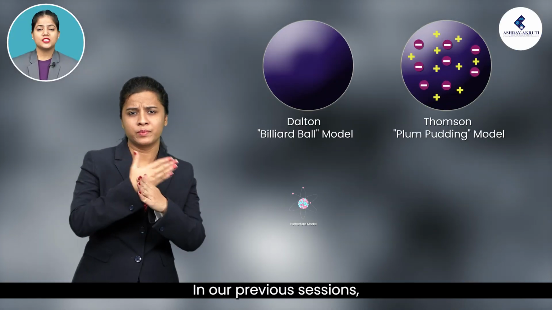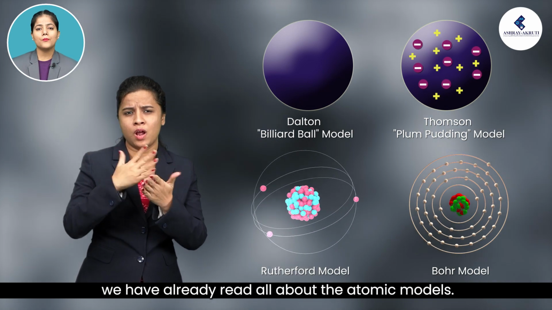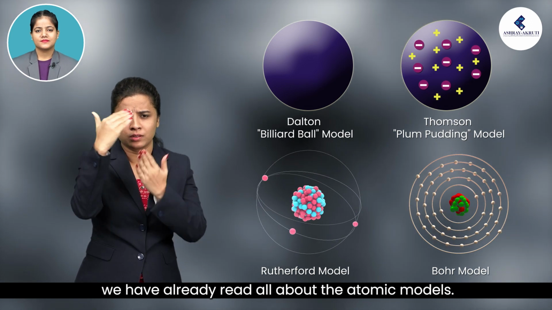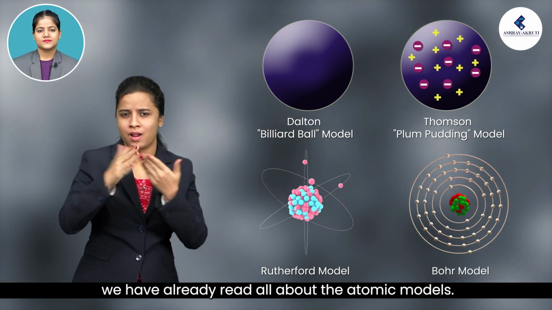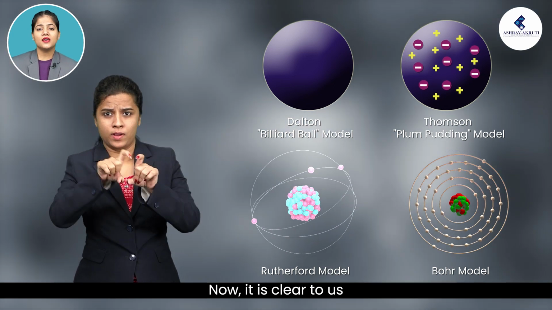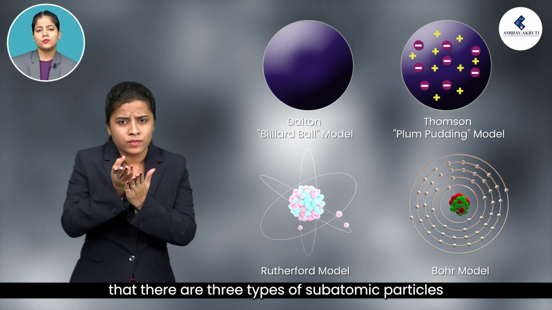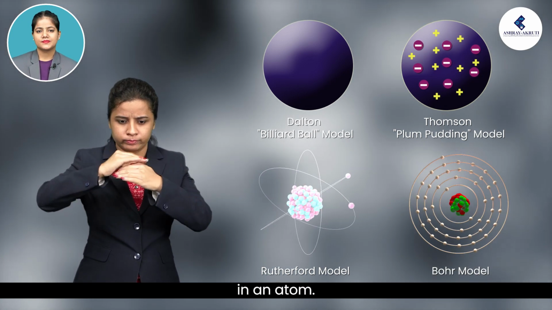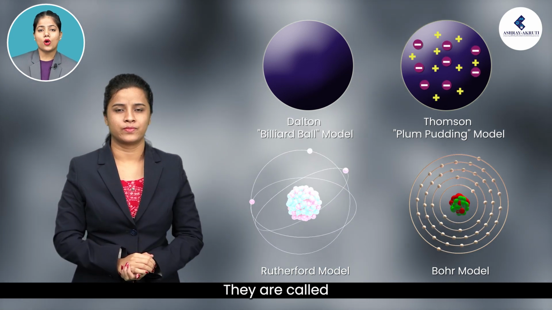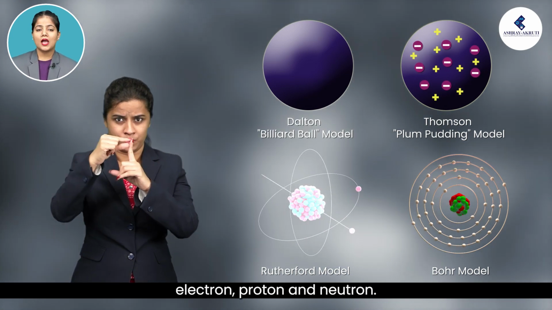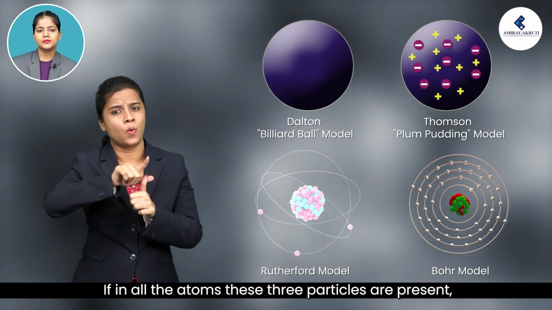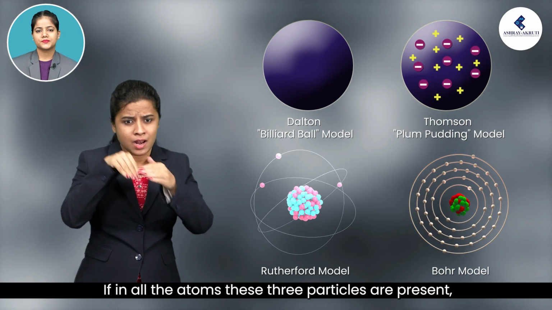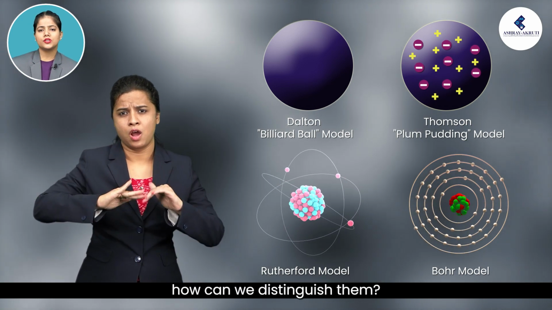In our previous session, we have already read all about the atomic models. Now, it is clear to us that there are three types of subatomic particles in an atom. They are called electron, proton, and neutron. If in all the atoms these three particles are present, how can we distinguish them?